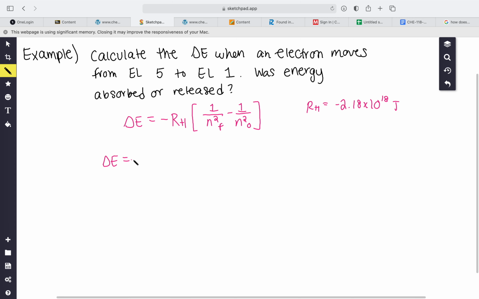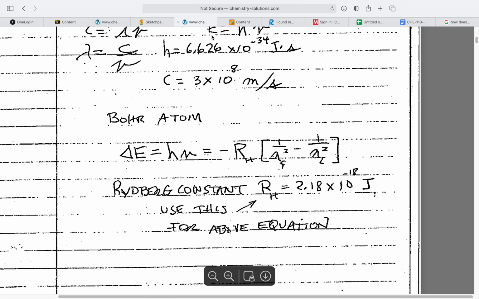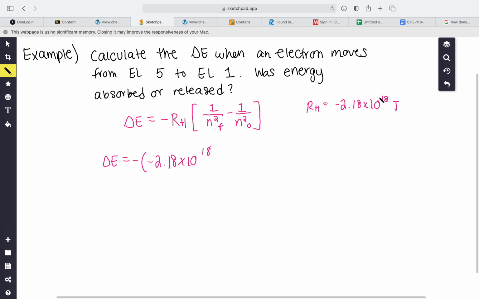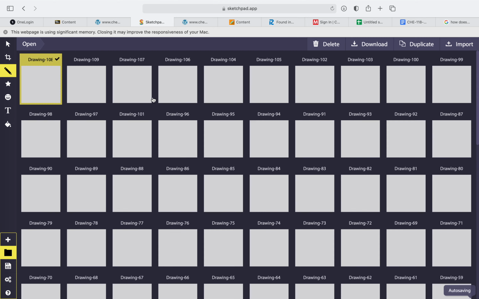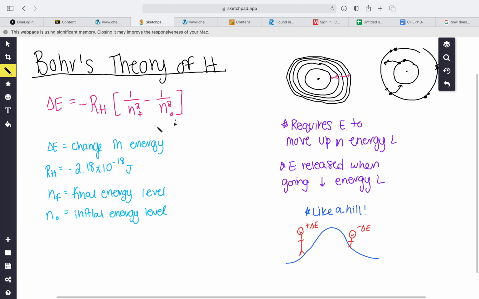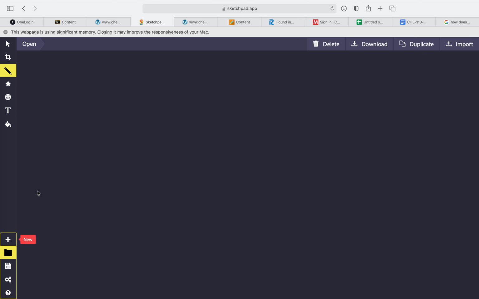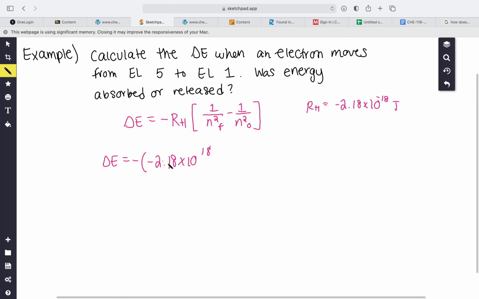Change in energy is going to be equal to negative 2.18 times 10 to the negative 8. Nope, not negative 8. I'm going to check that real quick, make sure I haven't been writing it down wrong. Oh, it is to the negative 18. So this is 10 to the negative 18. I was just moving too quickly, I guess.